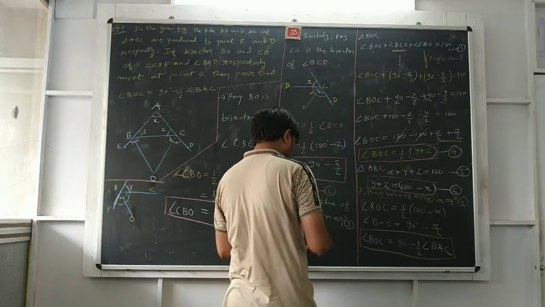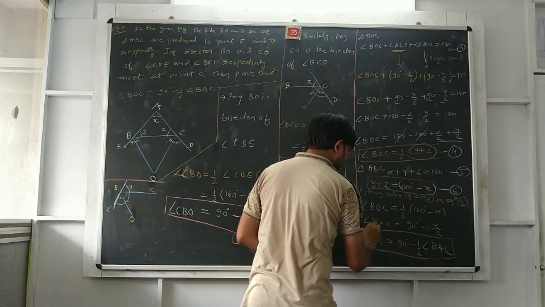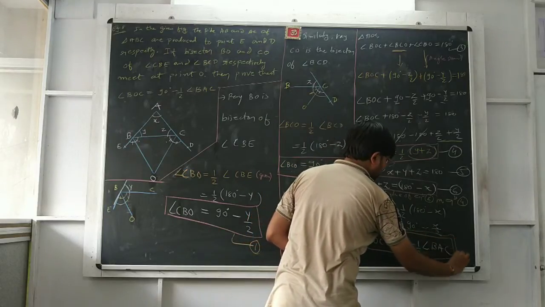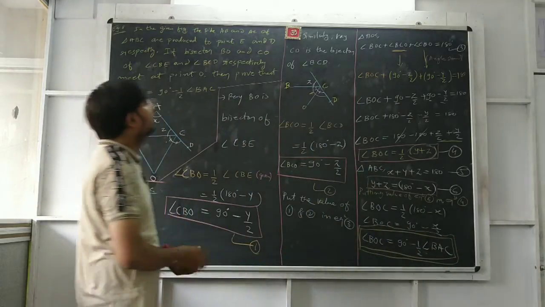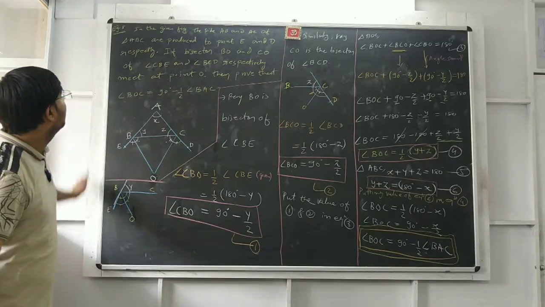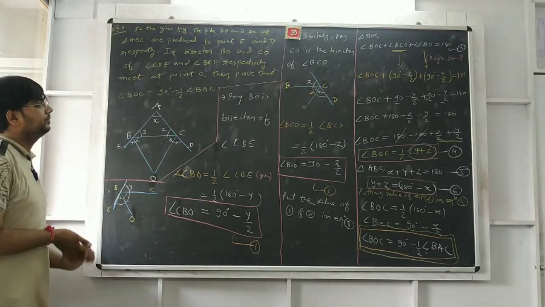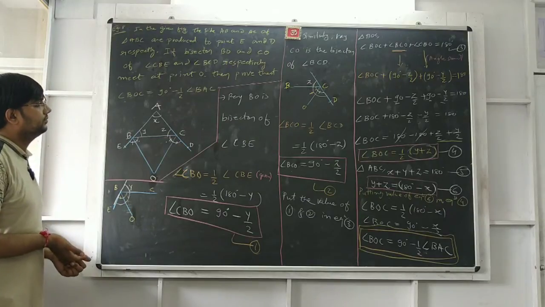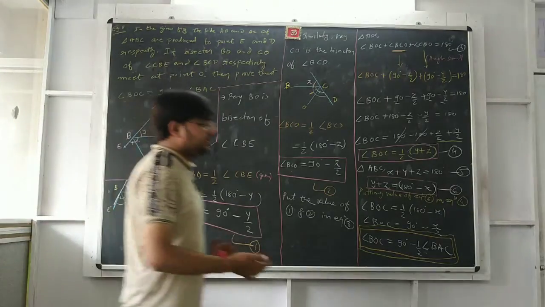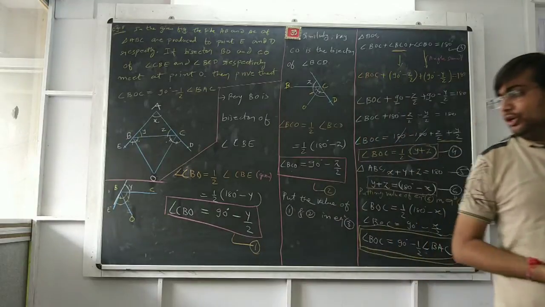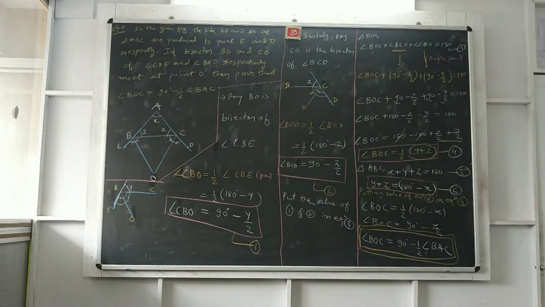What we had to prove, we have done. Okay? This is our example number 8. This is the most important example. Okay? Got it? Now next is exercise 6.3, the first question.